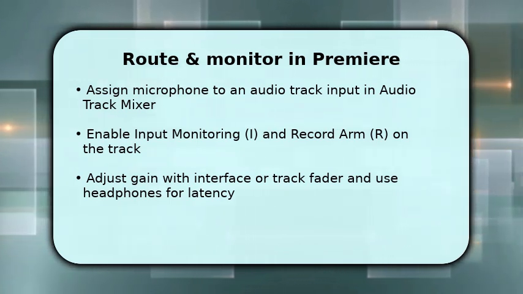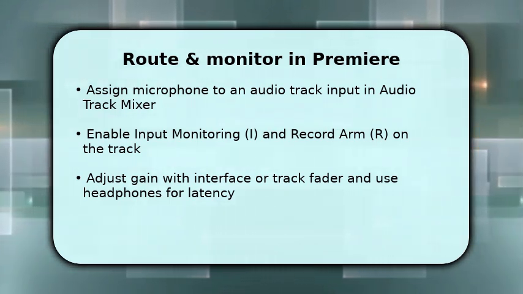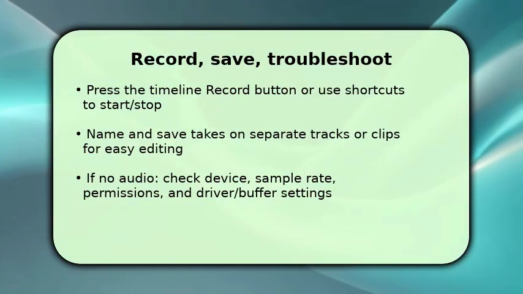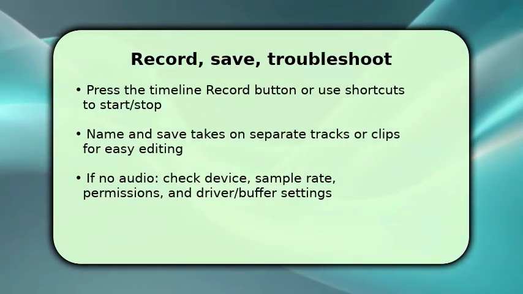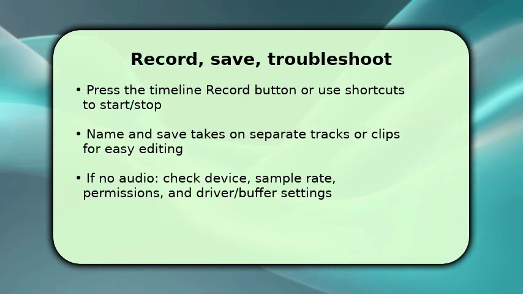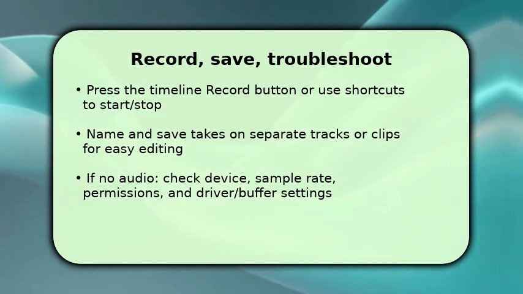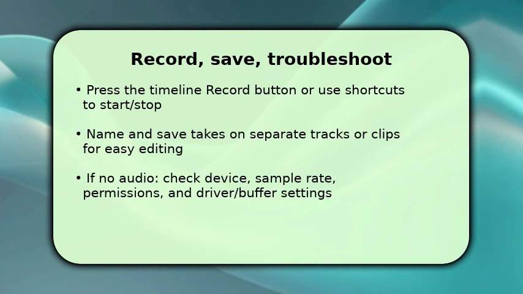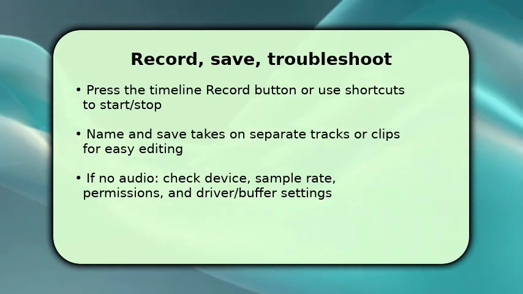Hit the timeline record button to capture directly into your sequence. Keep takes concise and stop between passes. Name clips and move them to dedicated tracks so you can edit and comp quickly later. After recording, listen through and normalize or trim as needed and save a project backup.